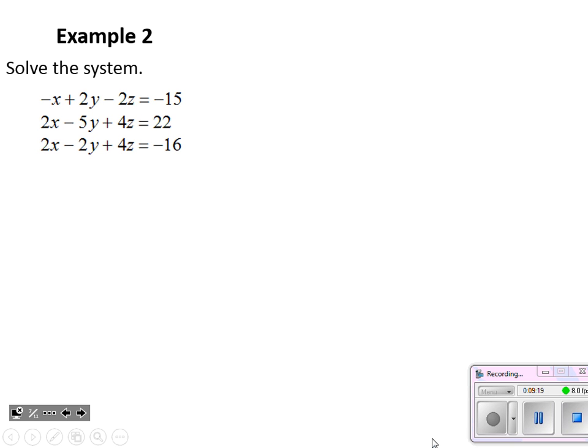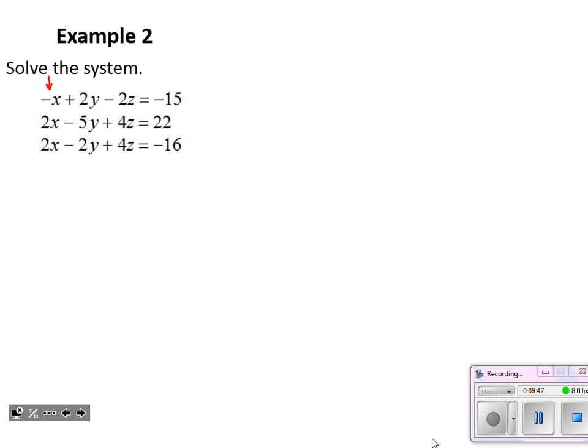I just want to look at the entire problem and make a decision. Which variable looks like the easiest one across all three equations to cancel out? I want to try and have the easiest run through the elimination method that I possibly can. And it looks like the x's are going to be the way to do that. They have the smallest coefficients. So I want to find a way to eliminate the x's using all three equations.